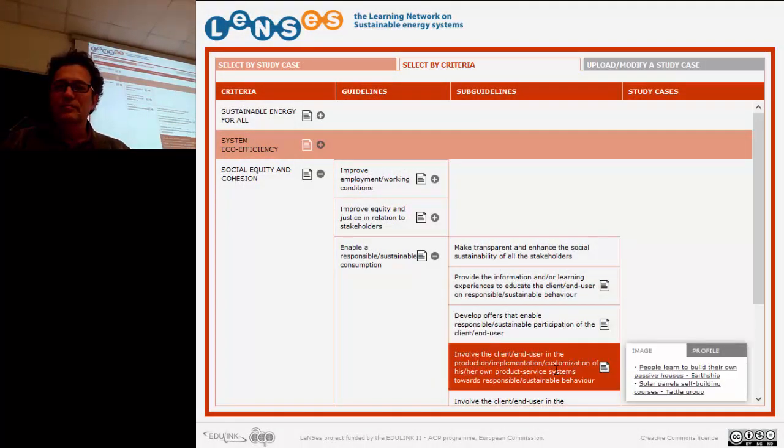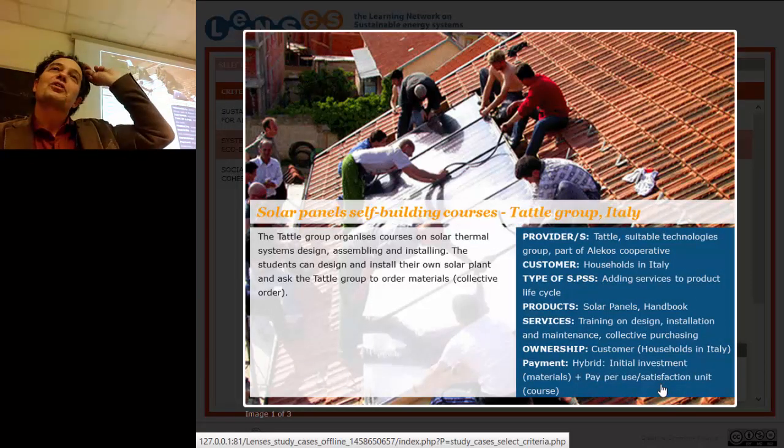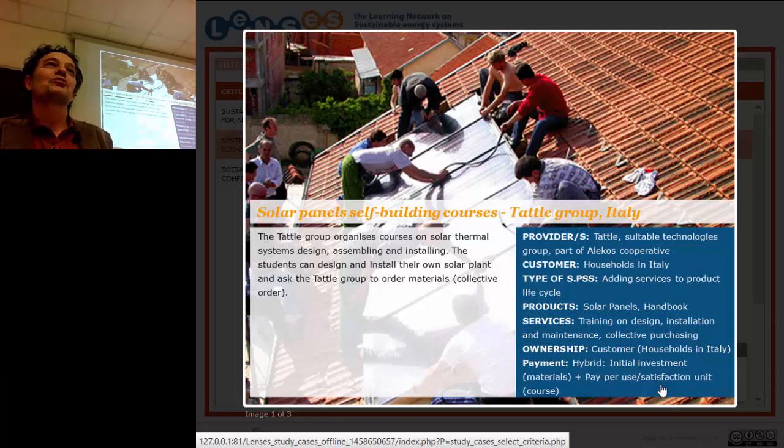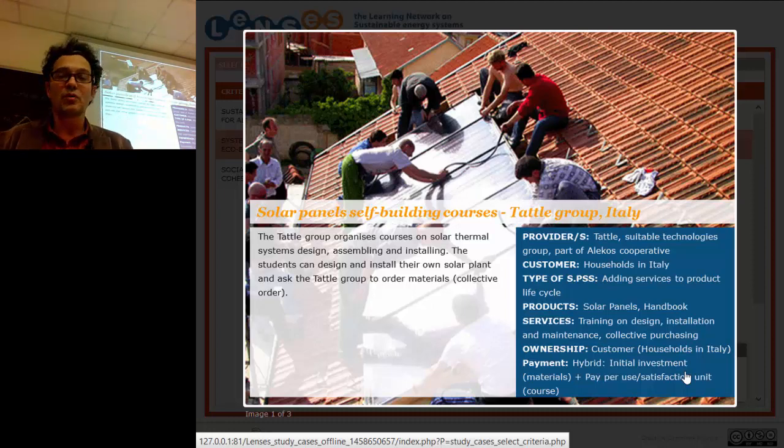Okay, but you can involve the client or the end user even more in developing something which is a sustainable PSS. An example of this is Tattle Group in Italy. They teach how to design and implement thermal solar panels, so for heating the water, not to produce electricity. So you learn, you design it for your house, and you are then able to install it. They help you purchase the different materials you need, the semi-finished products or the products, so they do collective purchasing to reduce the cost and so on. So in this case, the end user is even more involved.